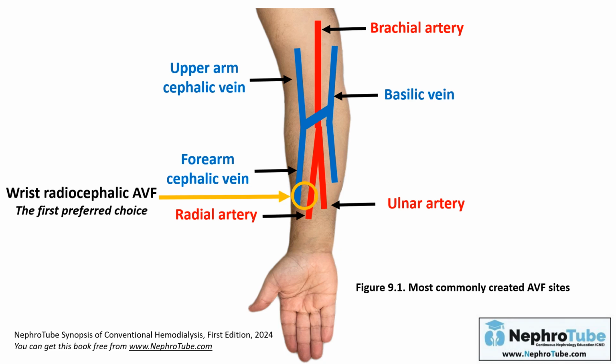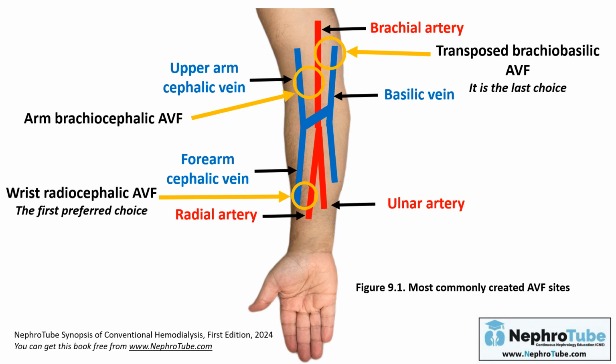The first one is radiocephalic AV fistula. This is usually the first choice, followed by arm brachiocephalic fistula, and finally transposed brachiobasilic fistula. As I mentioned, you have to start distally, and if vessels here are not healthy, you have to go proximally. You have to start distally to save vessels and make more opportunities for the patient to create fistula.